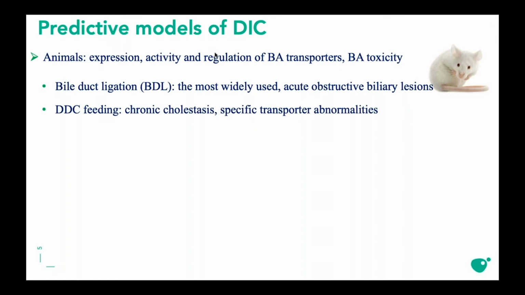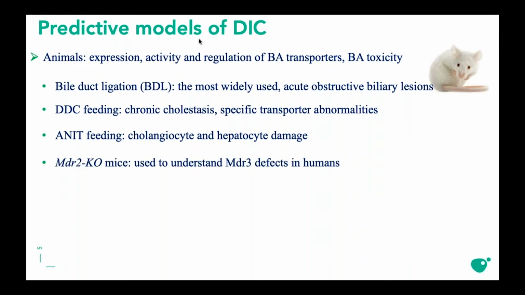DDC feeding and anide feeding in mice are other useful models. In fact, DDC feeding is used to study chronic cholestasis. MDR3 knockout mice are used to mimic MDR3 defects in humans. And BSEP knockout mice are another model, but this model cannot develop severe cholestasis unless mice are treated with cholic acid.